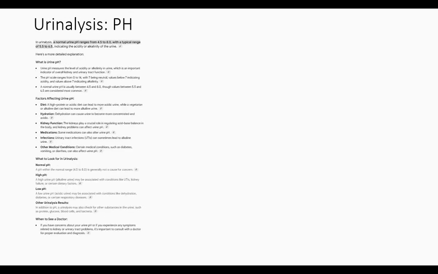pH. Normal urine pH ranges from 4.5 to 8, with a typical range of 5.5 to 6.5. Factors affecting urine pH: diet, hydration, kidney function, medication, infection, and so on and so forth. What to look for: normal pH between 4.5 to 8. High pH can be associated with conditions like UTIs, kidney failure, and certain dietary factors. Low pH can be associated with conditions like dehydration, diabetes, or certain respiratory disease.